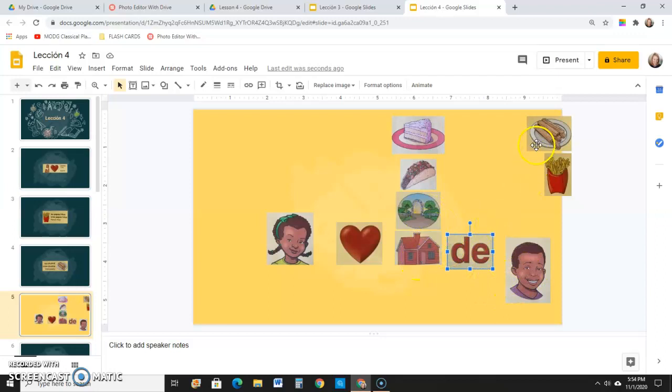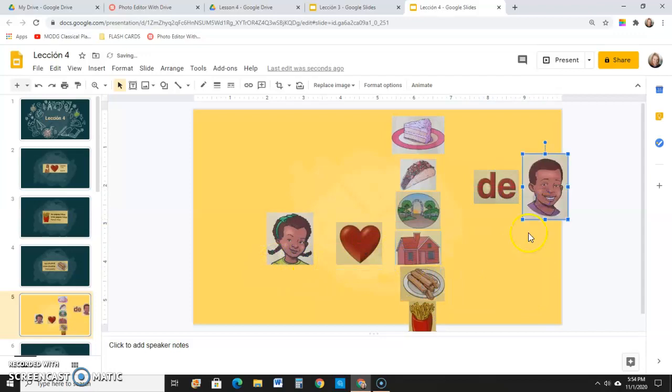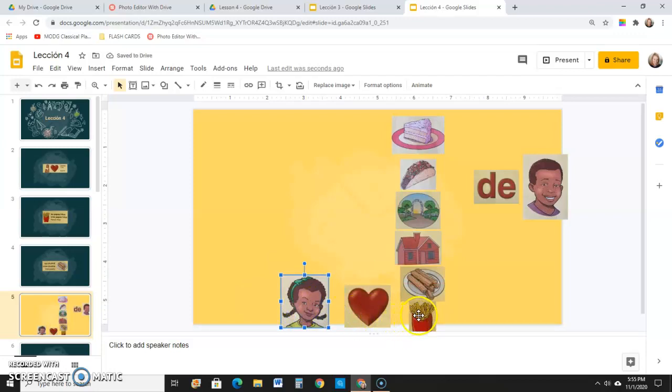Muy bien. Okay. Now, here we have los churros and las papas fritas. Let me see if you can figure out what happens here. Okay? So let's do this again. A Rosa le gusta la casa. A Rosa le gustan los churros. A Rosa le gustan las papas fritas. Did you hear what happened?